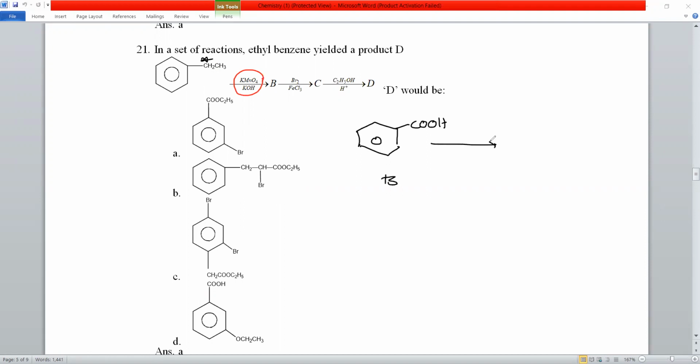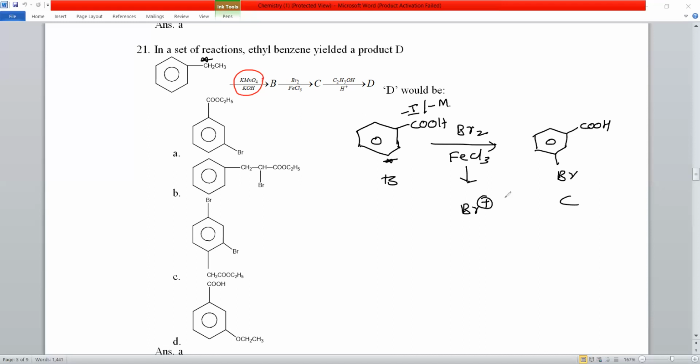So B is treated with bromine in presence of FeCl3. It's an electrophilic substitution reaction, which produces the Br plus electrophile. Since we know carboxylic acid is a withdrawing group, minus I and minus M, the electron density decreases at the ortho and para positions. So we get the meta product, with carboxylic acid and bromo here. This is the C compound.